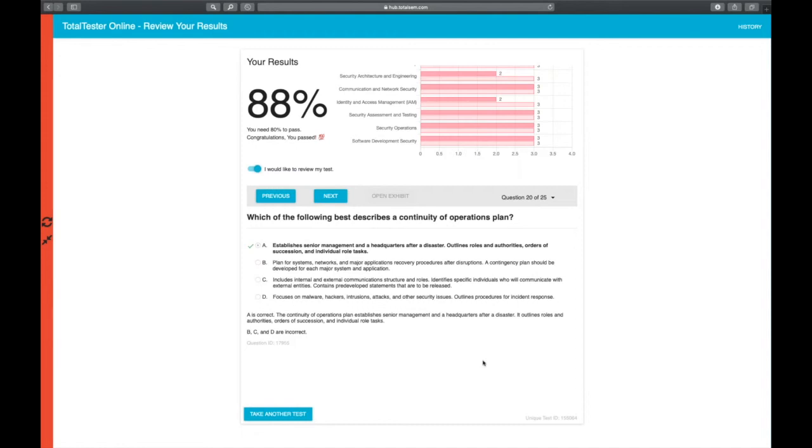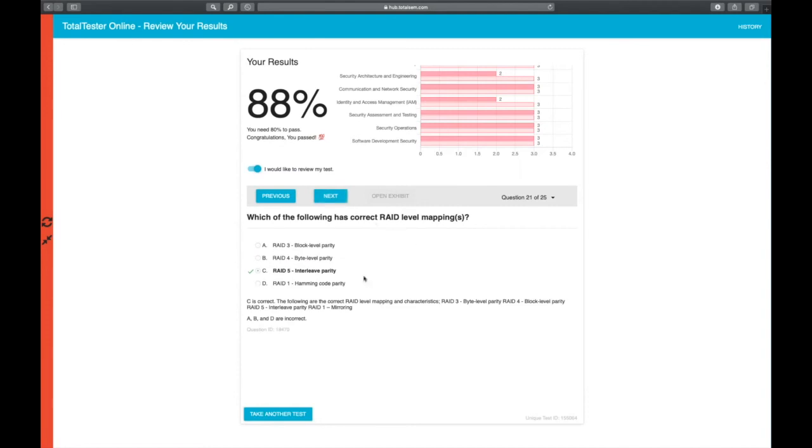All right, number 20. Which of the following best describes a continuity of operations plan? The continuity of operations plan establishes senior management and a headquarters after a disaster. It outlines roles and authorizes orders of succession and individual role tasks.